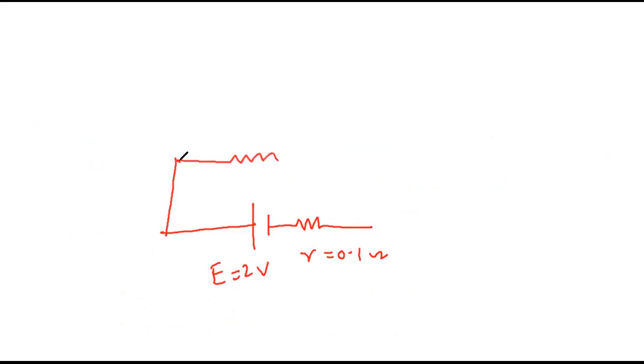This is a cell. This one is its internal resistance. The cell is of EMF 2 volt, internal resistance 0.1 ohm. It is connected to a resistance of 0.9 ohm. What is the potential voltage across the cell? Voltage across the cell means the voltage across these two wires, which indirectly is the voltage of the resistance.